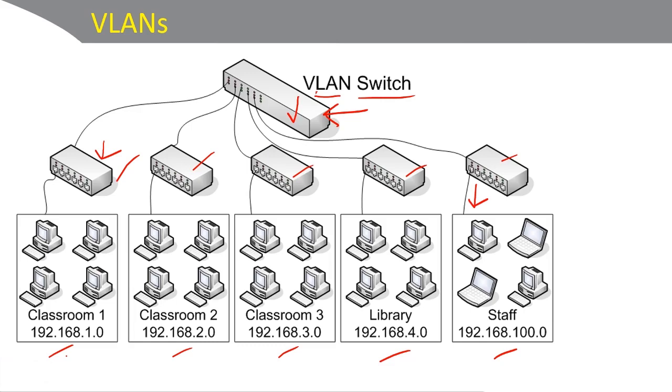There are also logical types of VLANs, such as protocol-based VLANs. A VLAN can be set up in such a way where each VLAN is on a different IP network. Like the example we're showing here, we have Classroom 1 on 192.168.1.0. Classroom 2 is on 192.168.2. Classroom 3 on .3. Library on .4. And staff on 192.168.100.